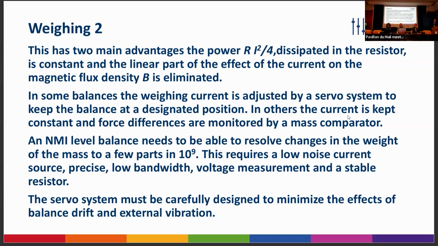No matter what you're doing, in the end, you've got to be able to resolve changes in the weight of the mass to a few parts of 10 to the 9. So what you need is a low noise current source, precise low bandwidth voltage measurement, and a stable resistor. And also the servo must be carefully designed to minimize the effects of balance drift and external vibration.